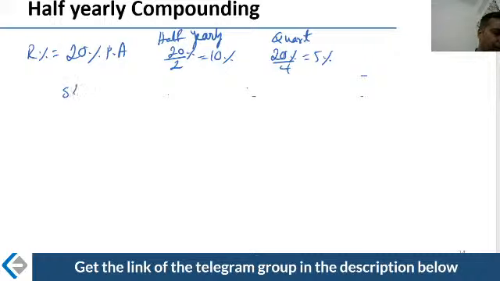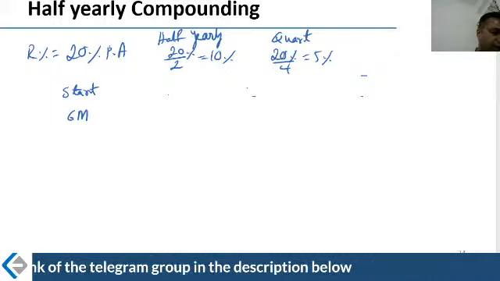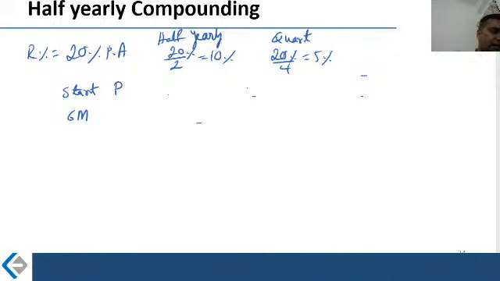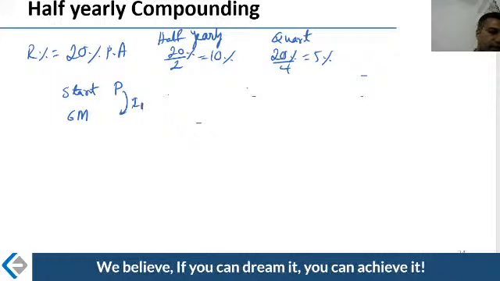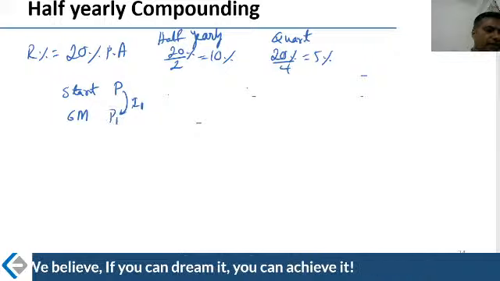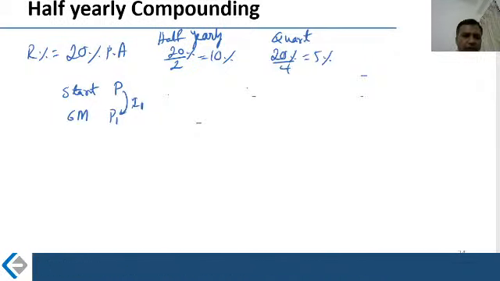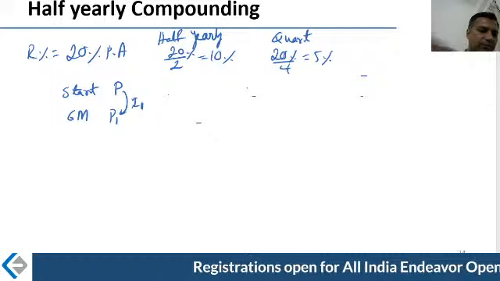Alright, now you start here. At the end of 6 months, your principal keeps changing. You start with the principal P. It earns an interest I1 at whatever rate of interest you decide for the 6 months. So the principal changes at the end of 6 months. It becomes P1. What is P1 technically? P plus I1 becomes the new principal.